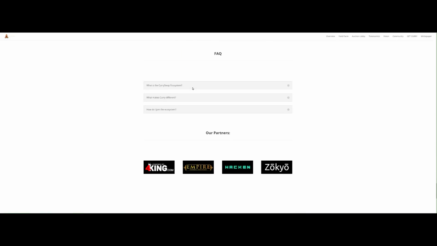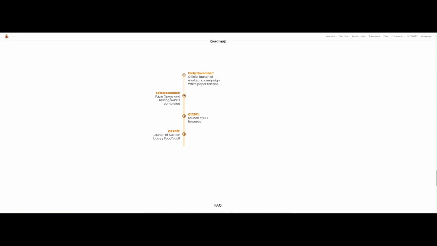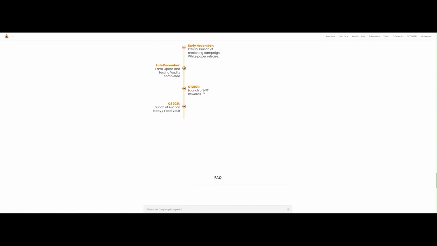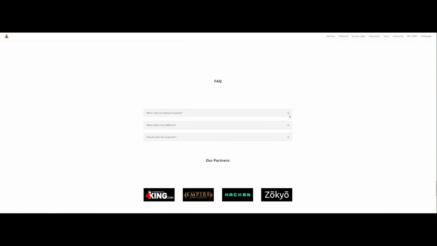And let's take a quick look at the roadmap, guys, because I always say, you look at the roadmap, you see how much they've accomplished in such a short time. It really gives you an indicator of what the future holds. You see in early November, they're able to do the official launch of the marketing campaign, white paper release. And then from there, you see in late December, the farms open and testing audits are completed. In Q1, you have the launch of the NFT rewards. In Q2, you have the launch of auction lobby food vault. So very exciting stuff, guys.